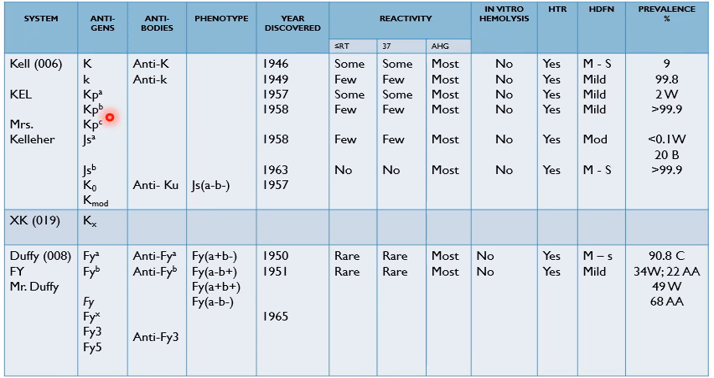So, for example, KPA is from the father and KPB is from the mother. KPA is only 2% among the whites, and KPC is even rarer.